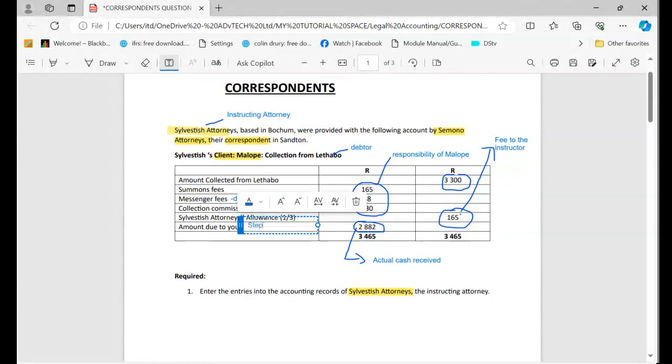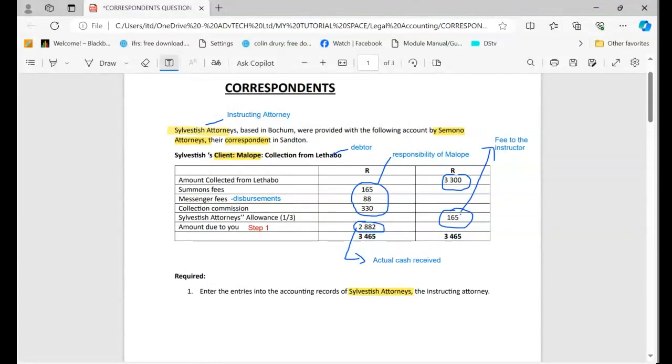Step 1. We will always, well not always, it's up to you, but let's start with this one as our step number 1, where we account for the money received. So we must first deal with the money that we received. This is the first thing that we do. Meaning this is the actual cash that we received. Like I indicated before, this is between Sylvestis Atenis as the instructor and Simona Atenis as the correspondent.